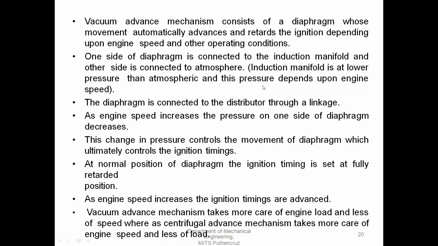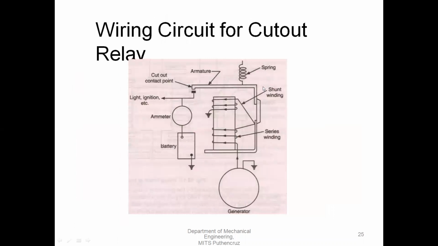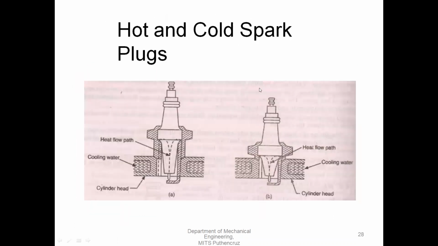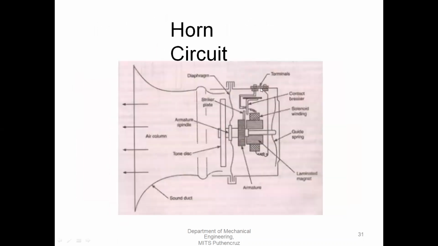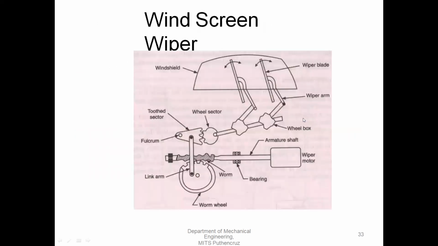These topics we will discuss in the next class: what a spark plug is, what hot and cold spark plugs are, capacitor discharge ignition, and the head lamp and horn circuit. These are all electrical systems in automobile vehicles. We can explain the electrical analysis of these systems in detail in the next class.